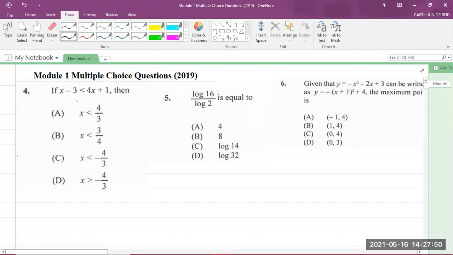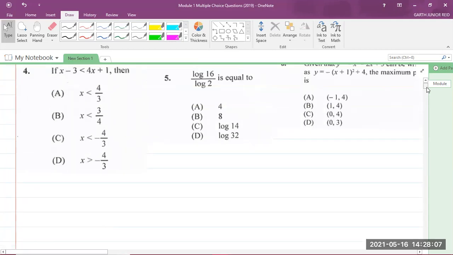Number 4 says, if x minus 3 is less than 4x plus 1, then x is what? We need to solve this inequality for x. Let me scroll down a bit. We were given x minus 3 is less than 4x plus 1. I'm going to get all the x terms on one side of the inequality. You can bring them on the left side or the right side, it doesn't matter which one. I am going to choose the left hand side.